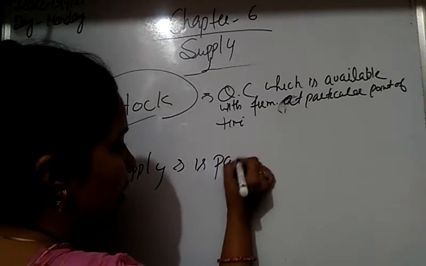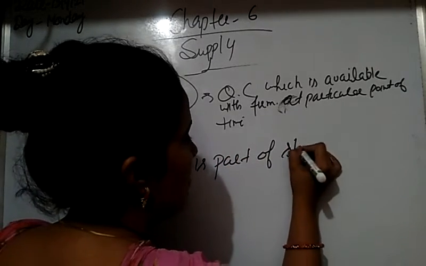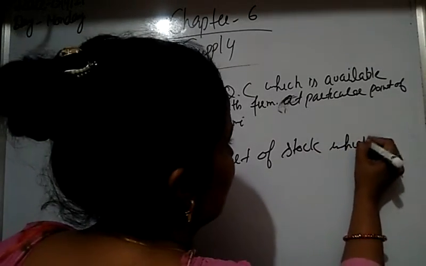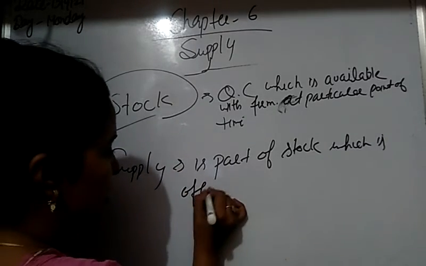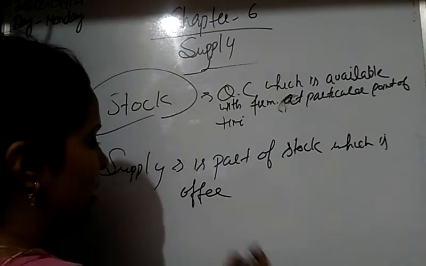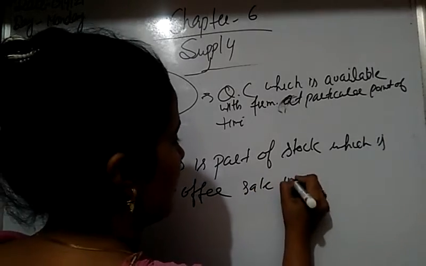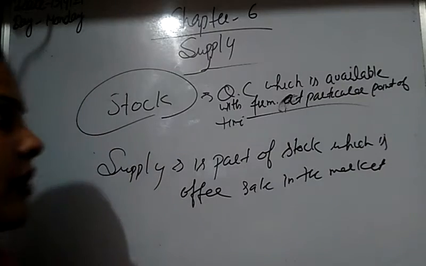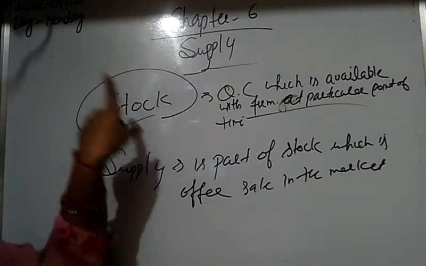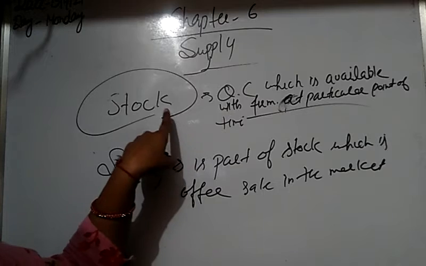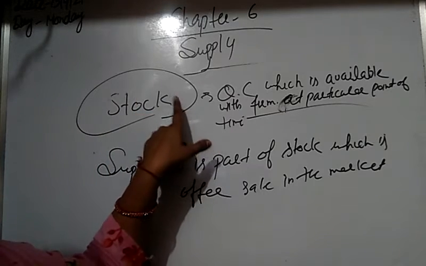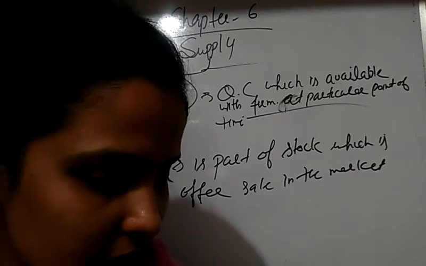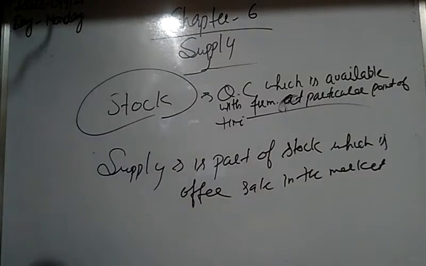So supply is part of stock, a part of the quantity of a commodity which a seller is willing to sell, offered for sale in the market. Stock is that quantity of a commodity which is with the seller, with the firm, which is retained by the firm, and supply is what is offered for sale. Clear, students? Next is determinants.